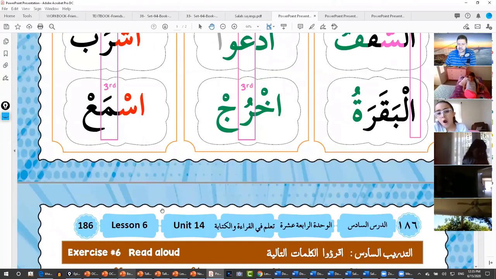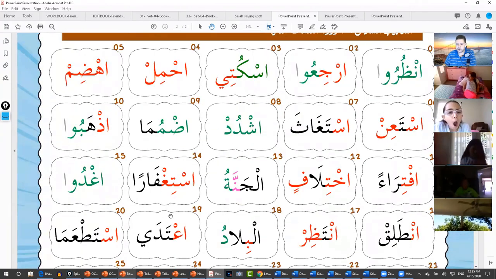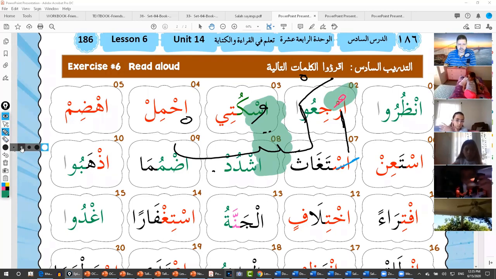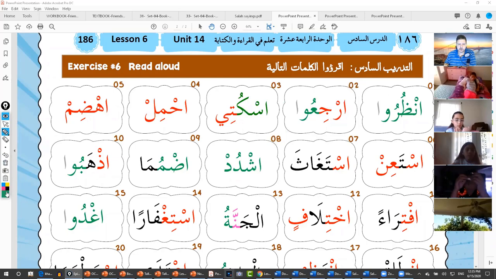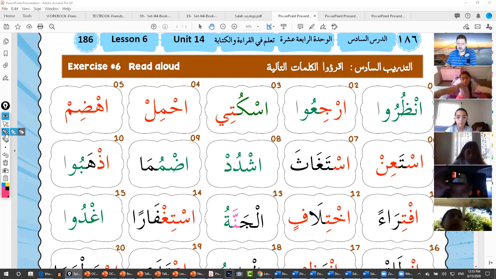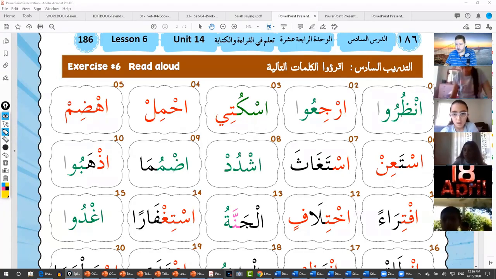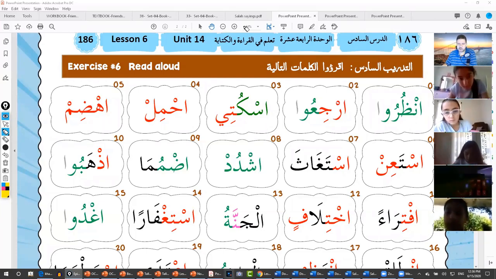So the first thing in your homework, what are you going to do? Pay attention. I'm going to come to the first letter. The first letter in each word has nothing above or underneath it. So I want you to write, what should we put? Fatha, Kasra, or Dhamma? Let's start with the first one with Sarah. Should I say unzuru? Let me make it bigger so you can see.